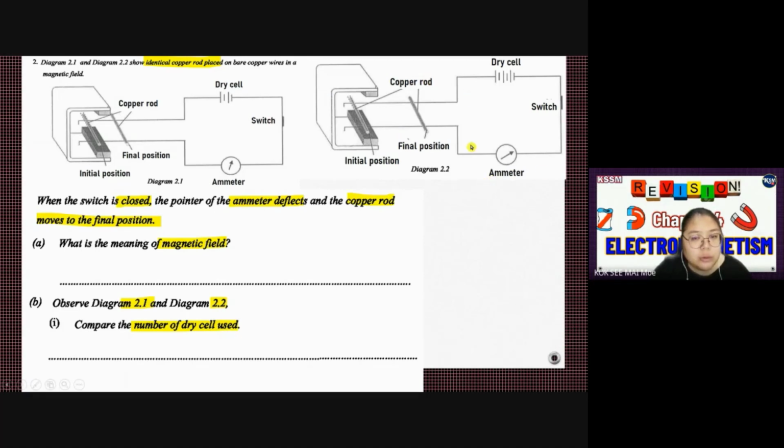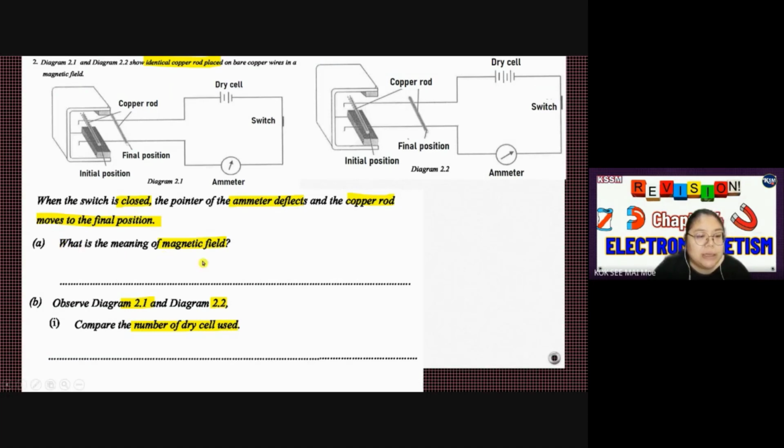That means in 2.2 they produce more current. When they produce more current, that means the force increases. Then the copper rod can go further. Then the ammeter shows you that the current flowing through the circuit must be higher. Okay, after we analyse the diagram, that means we can start to do the comparison.